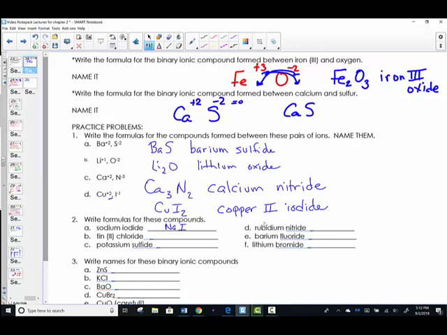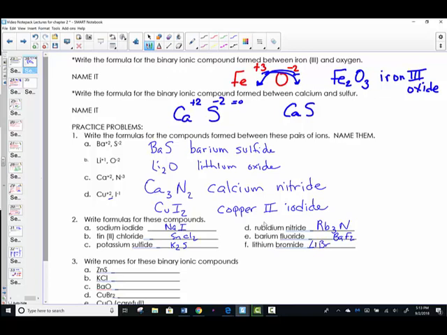Sodium iodide is a plus 1 with a minus 1. Tin 2 chloride is a plus 2 with a minus 1. Potassium sulfide, plus 1, minus 2. Rubidium nitride, Rb3N, barium fluoride and lithium bromide.